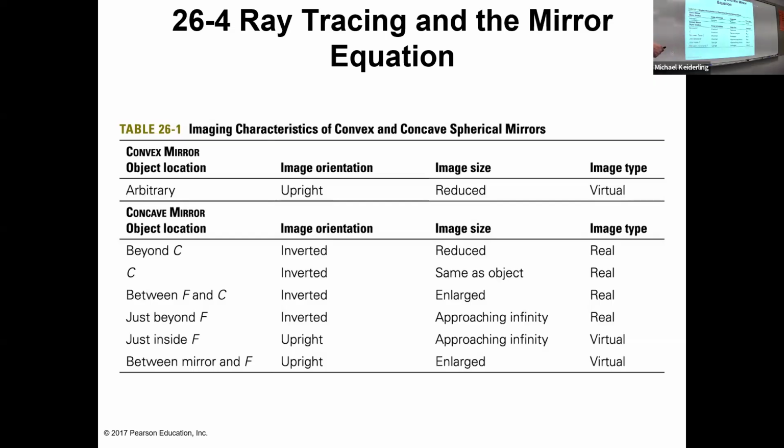If you're between the focal point and the center of curvature, the image will be inverted, the image size will be enlarged, the image type will be real. If you're just beyond the focal point, the image will be inverted, its size will be approaching infinity, and it will be real. If you're just inside the focal point, image will be upright, its size will be approaching infinity, and it will be virtual. Between the mirror and the focal point, image will be upright, image size will be enlarged, and the image will be virtual.